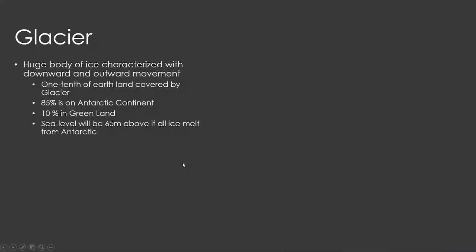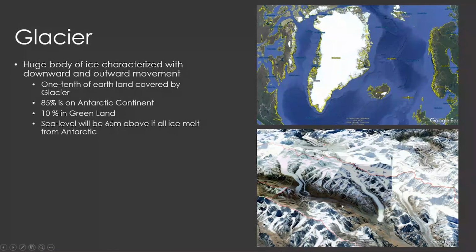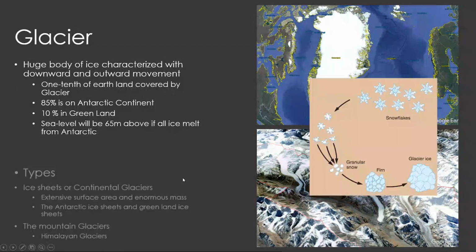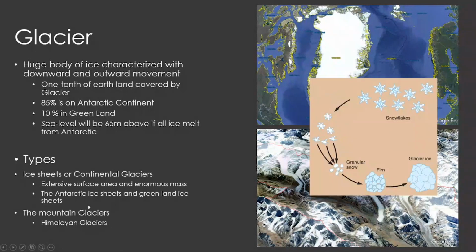So this is the basic criterion to classify glaciers. There are basically two types. The first one we call ice sheets or continental glaciers, which cover our polar regions, the Greenland and Antarctic regions. This is basically the large region: 85% is covered in the Antarctic region, 10% in the Greenland region, and the rest of the 5% is in the mountain glaciers. One example we have seen is the Siachen Glacier, which is a mountain glacier, a Himalayan glacier.